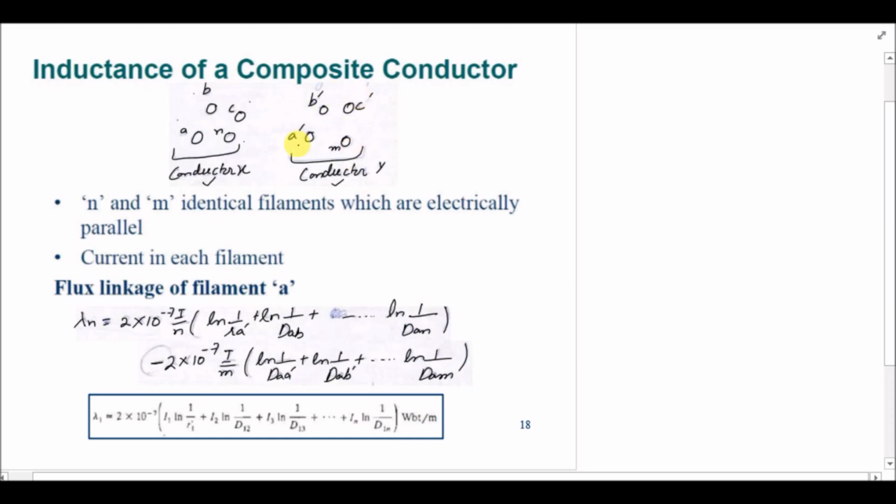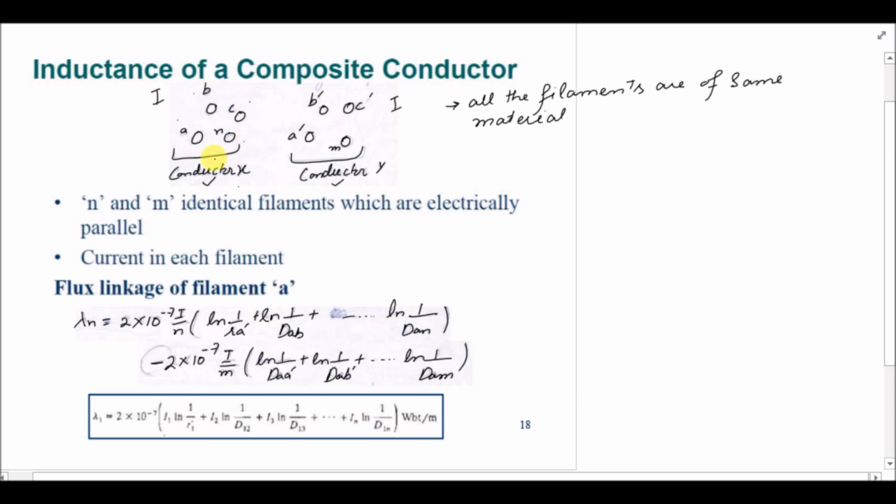As it is the return conductor, if I assume that the current I is flowing through conductor X, then the same current I will be flowing in conductor Y but in the opposite direction. As a starting point, I am considering that all the filaments are of the same material. If all the filaments are of the same material, then they have the same resistance. So if the resistance is the same, then the current flowing through all these filaments will be the same.